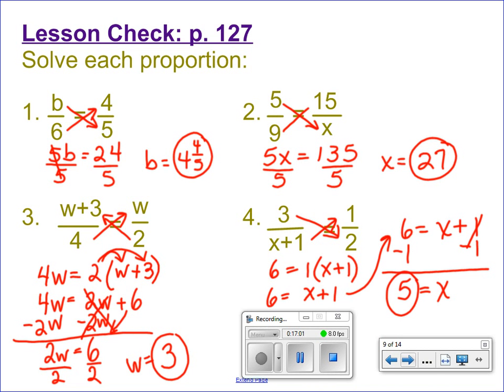All right, and again, we can substitute each one of these back into the original equation to make sure that we have a true statement.